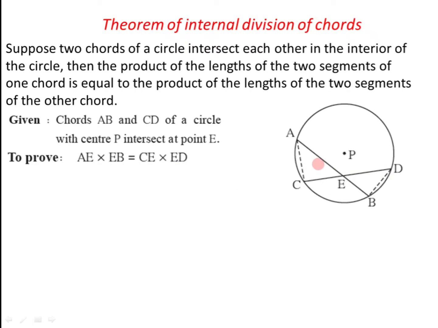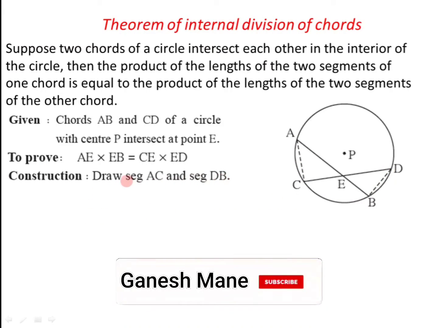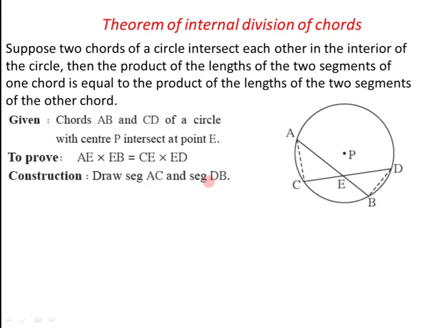To prove this, we have to do one construction. We have to join points A and C and points B and D. So that is the construction: segment AC and segment DB. By doing this construction, we have got two triangles, triangle CAE and triangle BDE. We have to show that these two triangles are similar. If we can show these two triangles are similar, then we'll get the result.